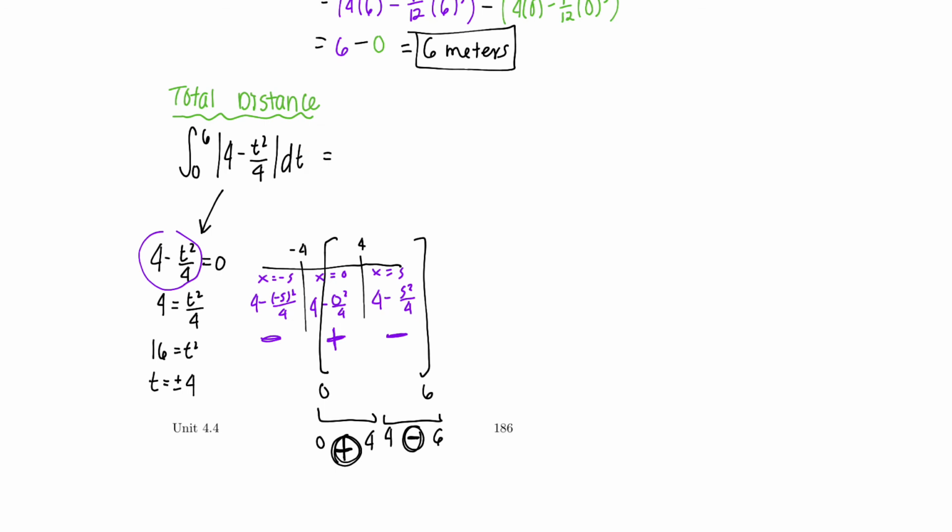I'm going to start kind of going through this one. So we know that the integral from 0 to 4 should be positive. And then because the next one will be negative, we're going to put a minus sign in front. So from 4 to 6, we are subtracting that because that should come out to be negative.